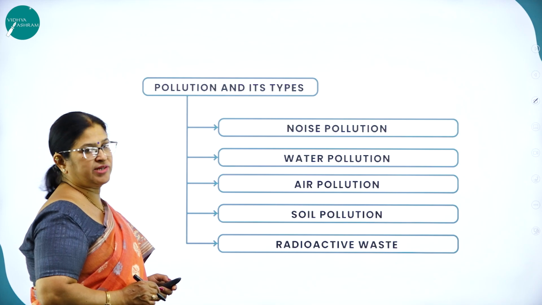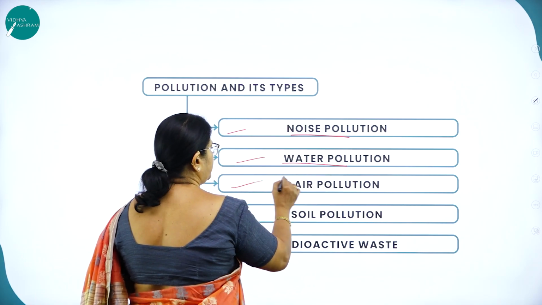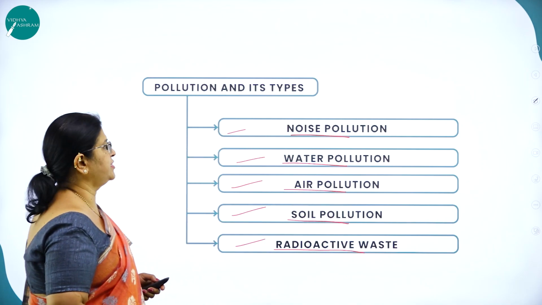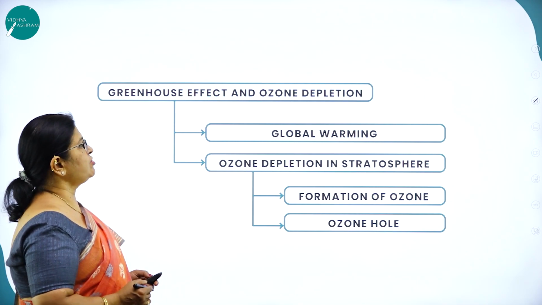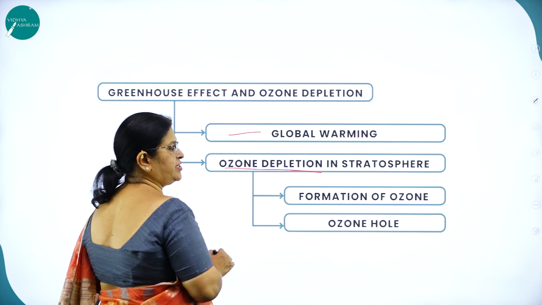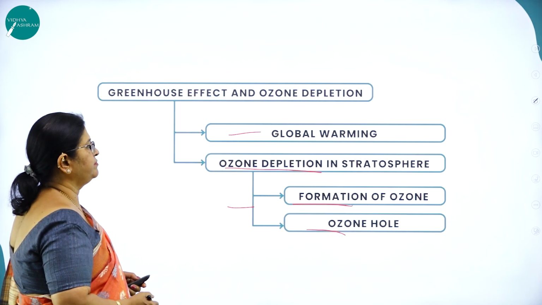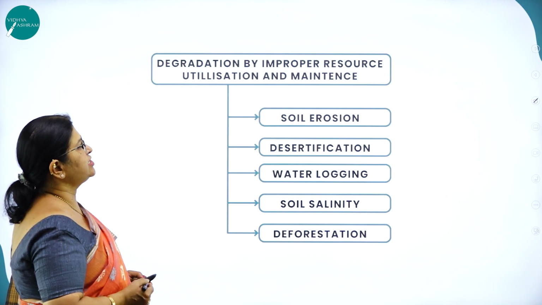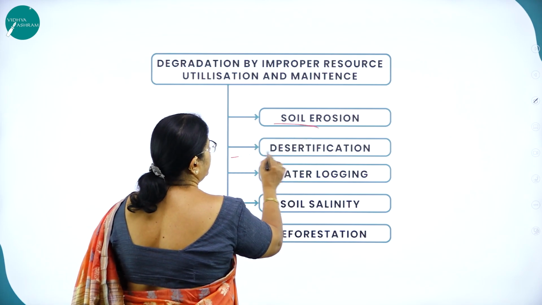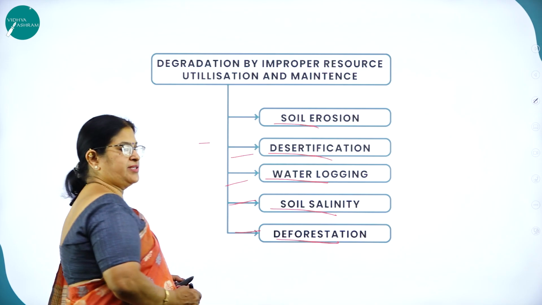Now, pollution and its types. So what are the types of pollution? You will come across noise pollution, water pollution, air pollution, soil pollution and radioactive waste. Then greenhouse effect and ozone depletion cause what? Global warming, ozone depletion in the stratosphere, formation of the ozone hole, everything. Then degradation by improper resource utilization and maintenance will lead to what? Soil erosion, desertification, water logging, soil salinity and deforestation.